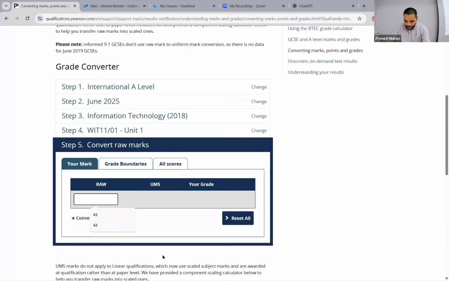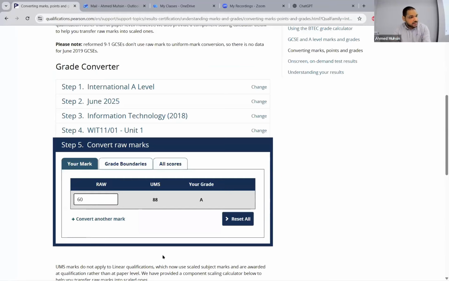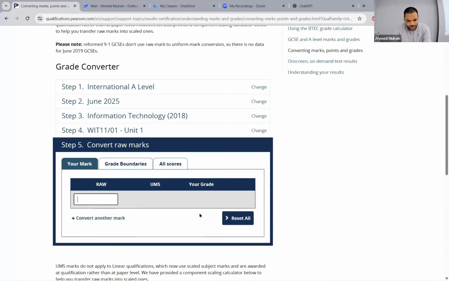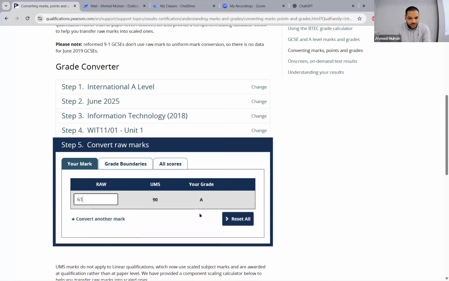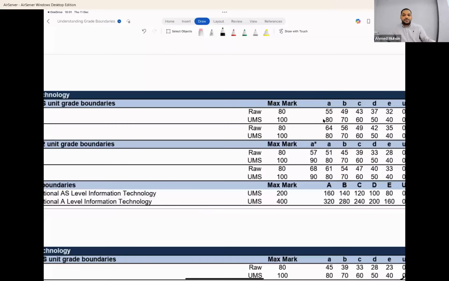Okay. So if she scored, for example, 60 marks, you have scored 60 here. Let me see 59. No, you have scored 60. Let me see 61. No, you have scored 60. Problem is, has she got 100?